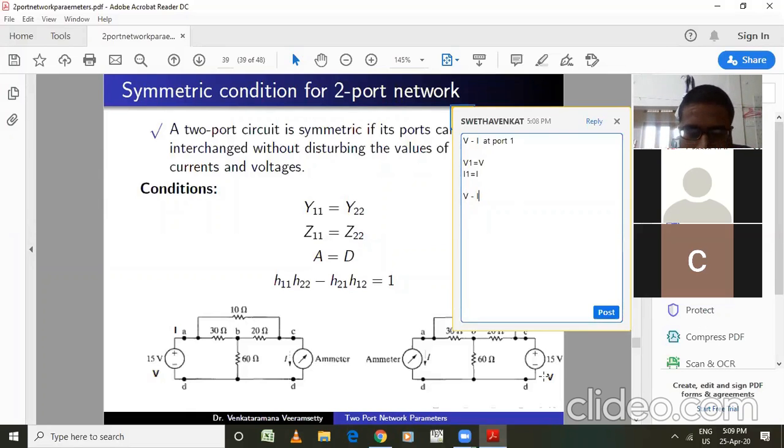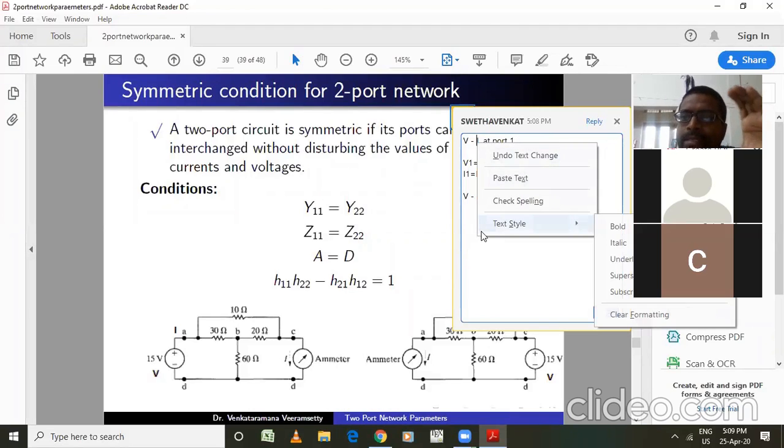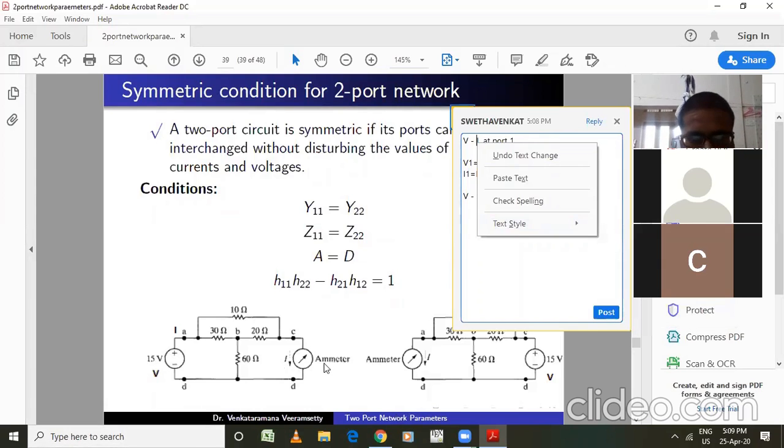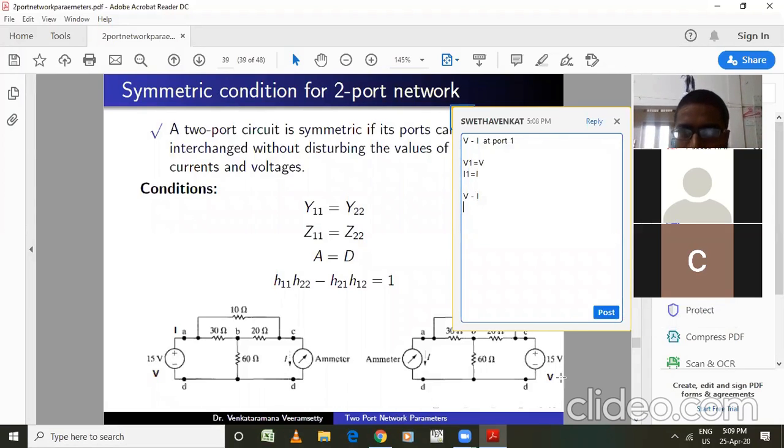If we have a two-port network, the two-port network has two ports. One is port 1, another is port 2. At port 1, I am giving some voltage V, and that circuit draws the current I. Right, at port 1. Now what I am doing is, for the same circuit, I am not disturbing any elements. For the same two-port network, now I am moving this voltage to the second port side. Again, I am applying the same voltage at the second port. If I got the same current at port 2 as what I got at port 1, then that circuit is said to be a symmetric circuit. So now it is at port 2.